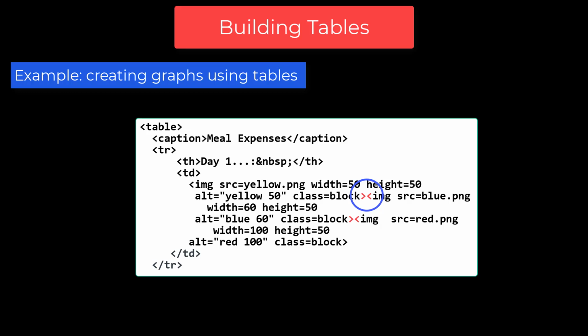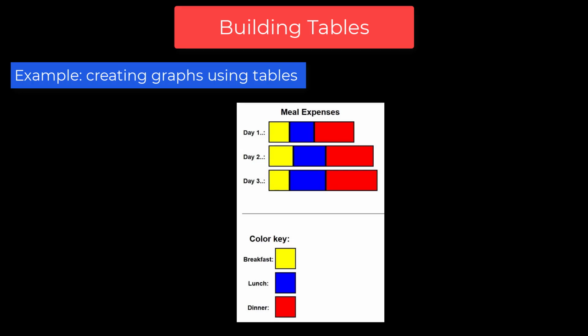See, I can break the image element attributes across lines as long as the end of one image element is immediately followed by the start of the next image element. And similarly for day 2 and day 3. So the end of an image element is immediately adjacent to the start of the next image element, and it gives me this. Well, I actually prefer this to the original approach I had. You may feel differently, but at least you see your options.